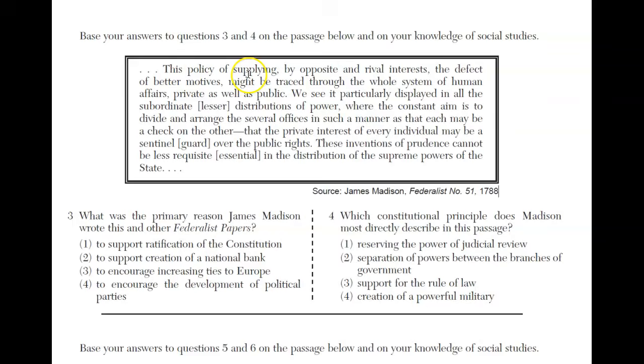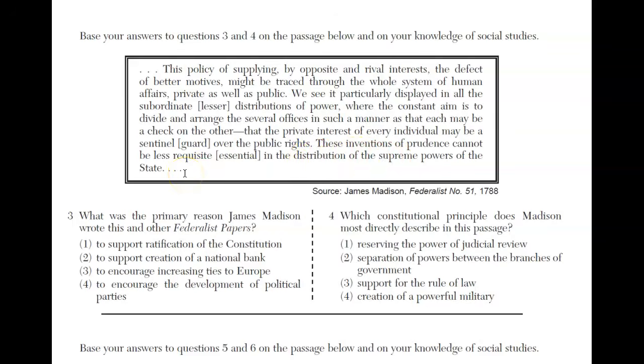Okay, then we read the document. The policy of supplying, by opposite and rival interests, the defect of better motives, might be traced through the whole system of human affairs, private as well as public. We see it particularly displayed in all the subordinate distributions of power, where the constant aim is to divide and arrange the several offices in such a manner that they each may be a check on the other, that the private interest of every individual may be a sentinel over the public rights. These inventions of prudence cannot be less requisite in the distribution of the supreme powers of the state.